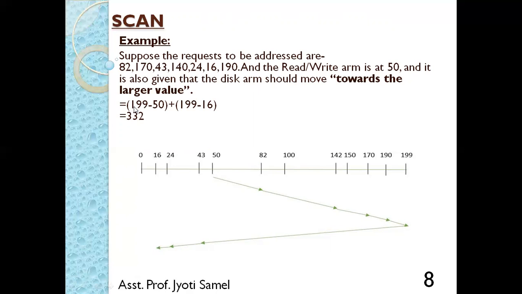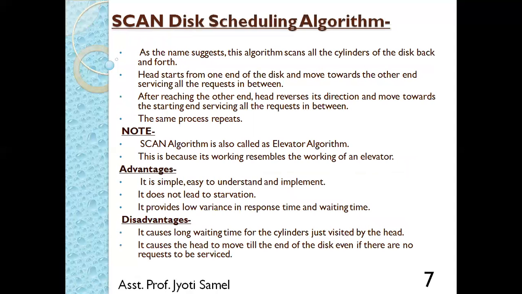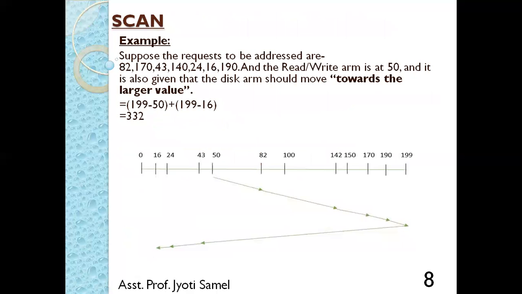Thus, the calculation part is very easy. 199 minus 50 plus 199 minus 16 is equal to 332. I hope you observe it very clearly. Here the 199 number is not in the requests. Even then, as we have discussed, my cylinder will move to the other end. Start from one end and the disk will move to the other end. This is very important. That is the difference between SCAN and the previous algorithm.